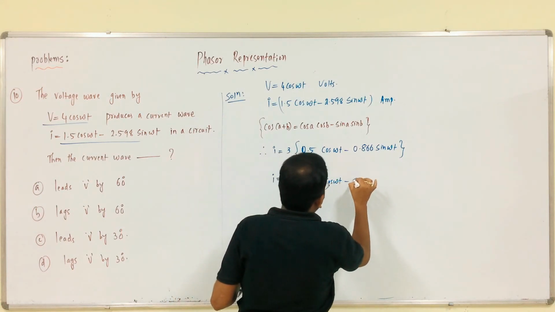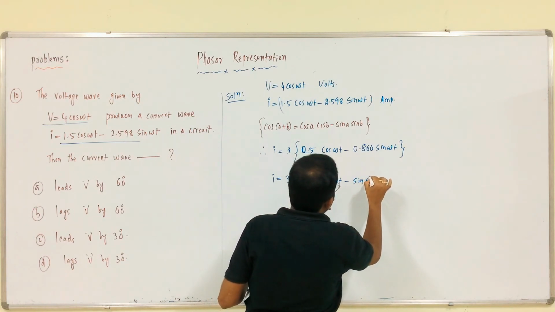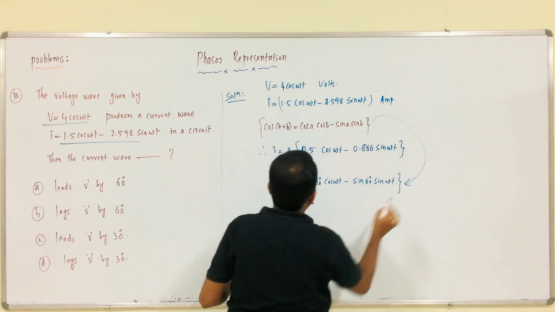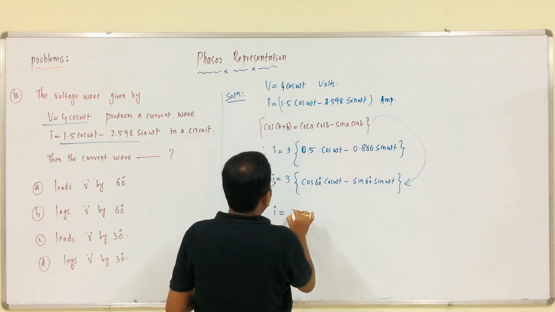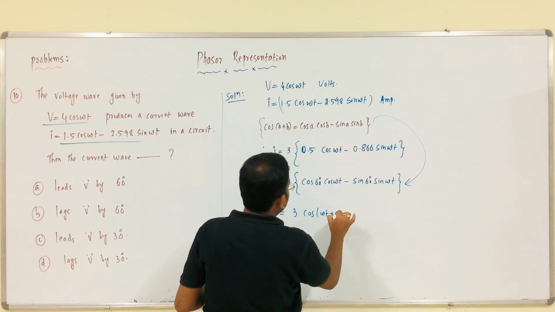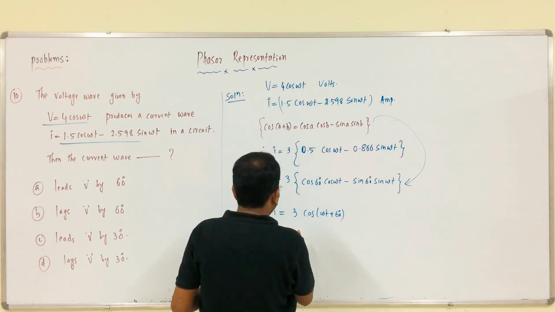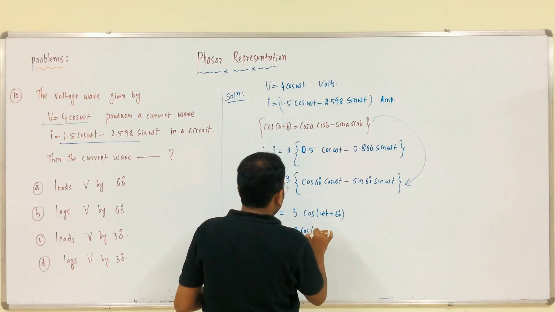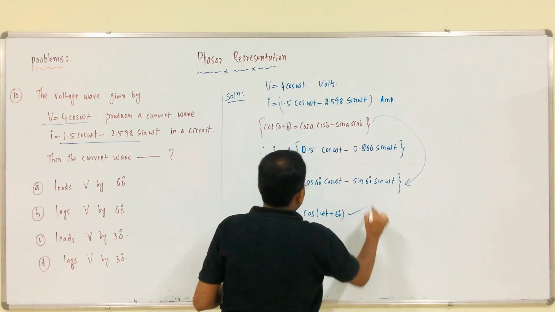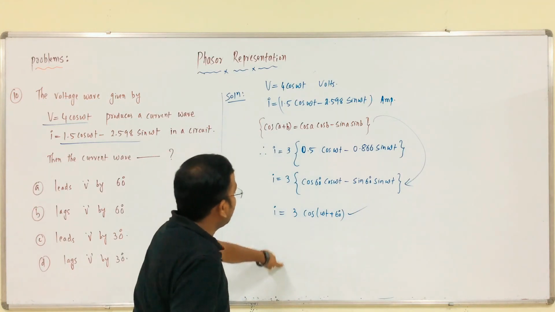So, I is equal to 3, 0.5 we have to write cos 60 cos omega t, like that. This is what? Sin 60 sin omega t, then apply this formula here. I is equal to what? 3 into cos of omega t plus 60, that is it, over. I is equal to 3 into cos of omega t plus 60.